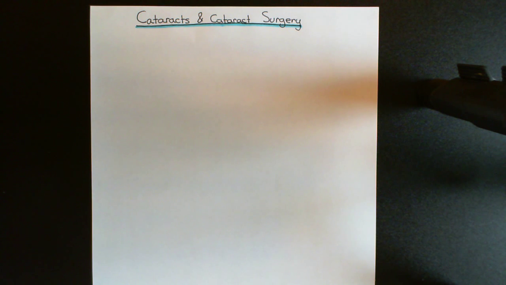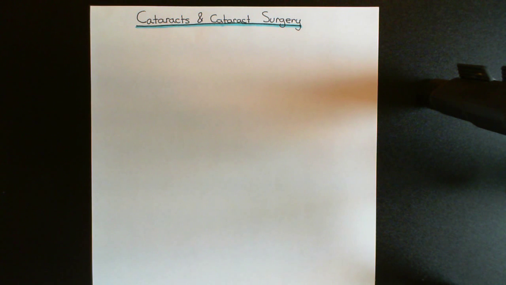And then what we're going to do is we're going to specifically focus in on the microanatomy of the lens, so we'll have a look at the histology of the lens, and then we'll talk about the physiology of the lens briefly, i.e. what the lens usually does in the eye. Then what we'll talk about is what a cataract is, and we'll then move on to talking about cataract surgery.